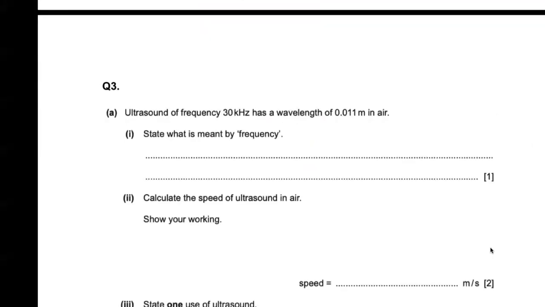Question 3. Ultrasound of frequency 30 kHz has a wavelength of 0.011 meters in air. State what is meant by frequency. So this is the number of waves or cycles produced in 1 second. Or you can also say passing a point in 1 second.